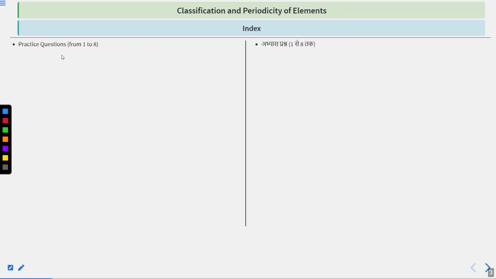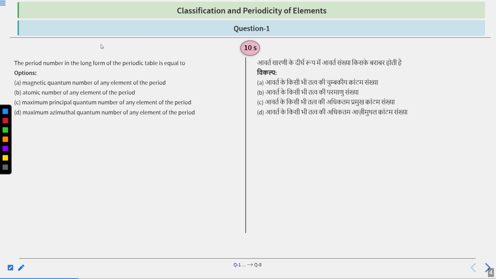So this is our index slide. We are going to see the practice questions from question number 1 to question number 8. Let's start with question number 1.